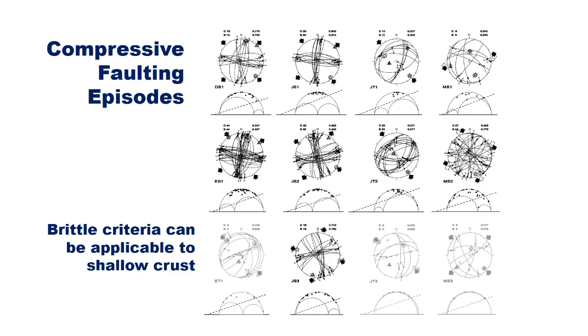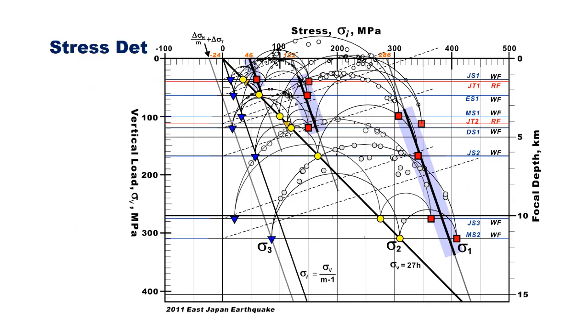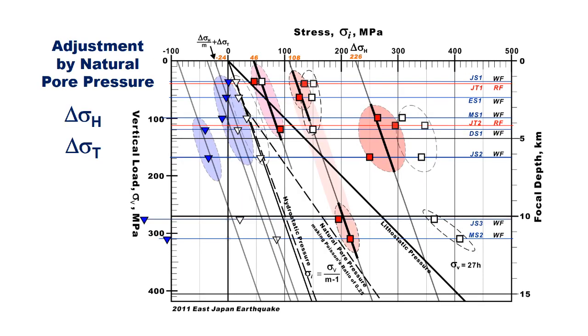Here, 3 solutions resulted: (46, 122, 286 megapascals). An adjustment is needed because natural pore pressure should be considered.